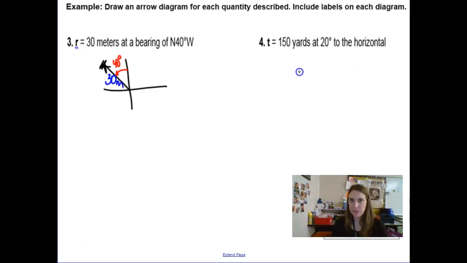And then for part 4, we have 20 degrees to the horizontal. So like right there, the vector ends. This right here is 20 degrees. Sometimes I draw exaggerated angles that aren't really to scale simply because my handwriting's so bad I need a larger angle. So, larger picture at least. 150 yards is the magnitude on that vector.